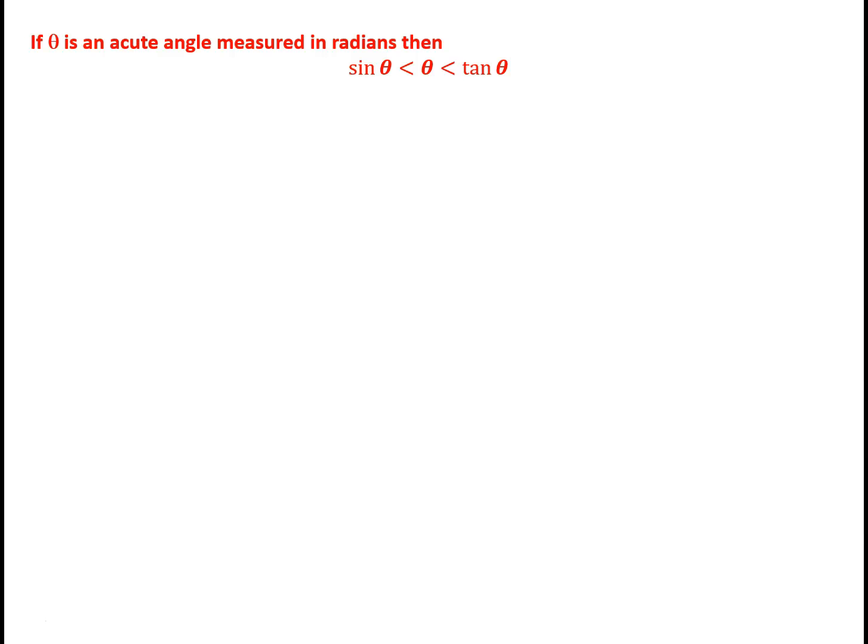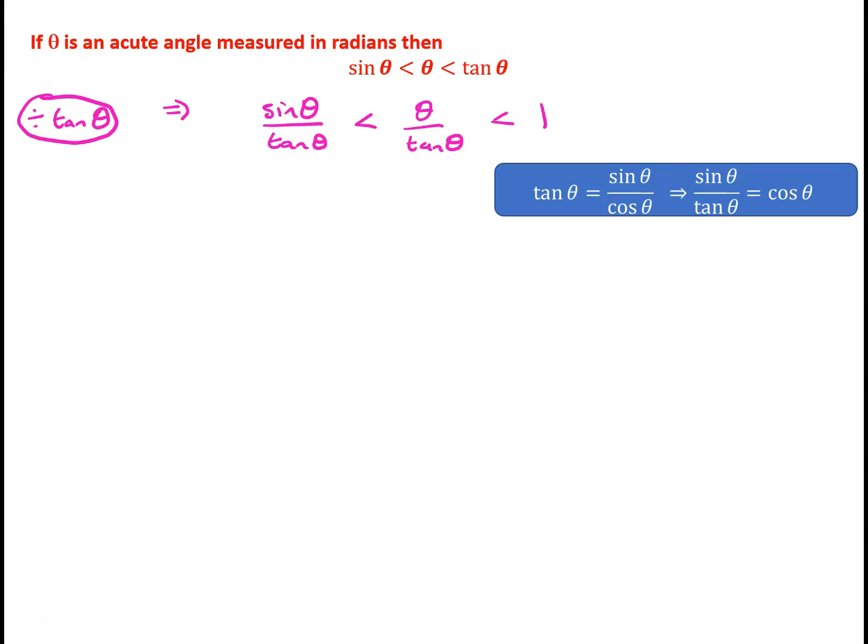Looking again at the inequality sine theta is less than theta is less than tan theta, if I divide through by tan theta, I obtain sine theta divided by tan theta is less than theta divided by tan theta is less than 1. Now tan theta is sine theta divided by cos theta. Rearranging that tells me that sine theta divided by tan theta is equal to cos theta. So I've now got the statement cos theta is less than theta divided by tan theta is less than 1.